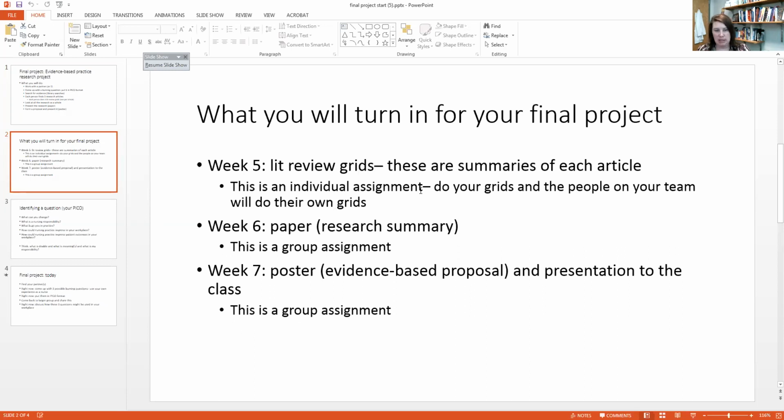Week 6, this is a group assignment for your paper to be completed and turned in as a group. And week 7, you will do your poster or, again, your PowerPoint presentation, and that is a group assignment as well. Ideally, you would have that uploaded into Moodle by Wednesday of week 7, and that way your peers online can look at your presentations, and they will have a peer review grid and do some grading of your presentation by Sunday of that final week.